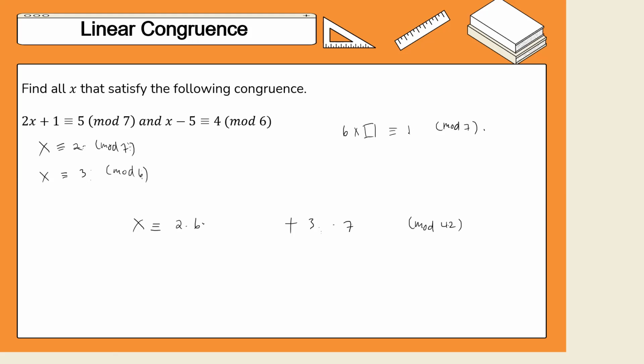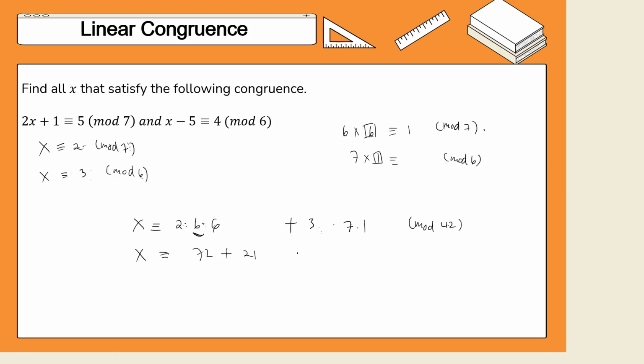6 times what is congruent to 1? 6 times 6. 6, yeah? So we multiply it with its inverse modulo 7. This number we multiply with the inverse, 6. And this one is 7, yeah? We multiply 7 with its inverse modulo 6. So the inverse of 7 is 1, it's just 1, so it doesn't affect anything. Okay? This one. So this is x is congruent to 2 plus 2 times 6 is 72.